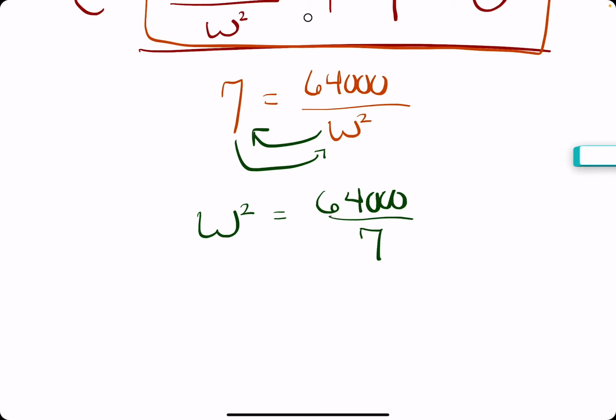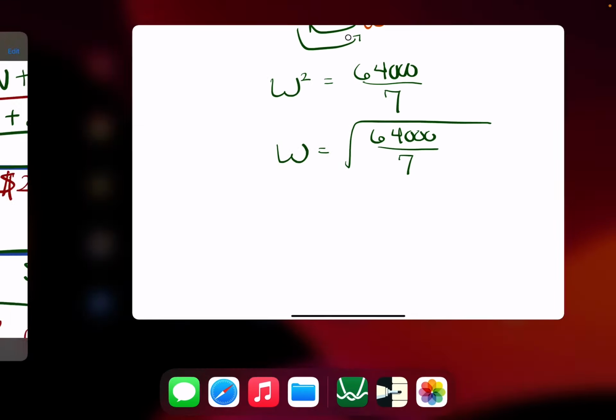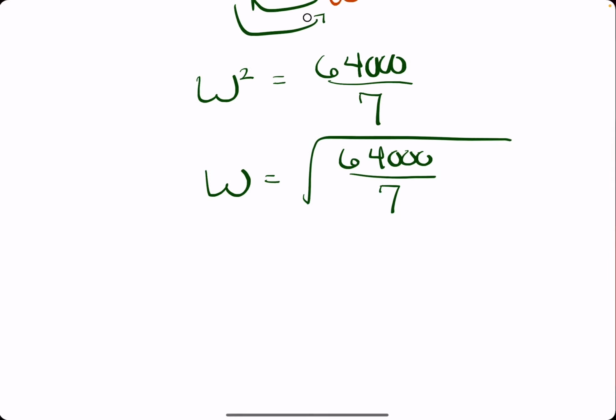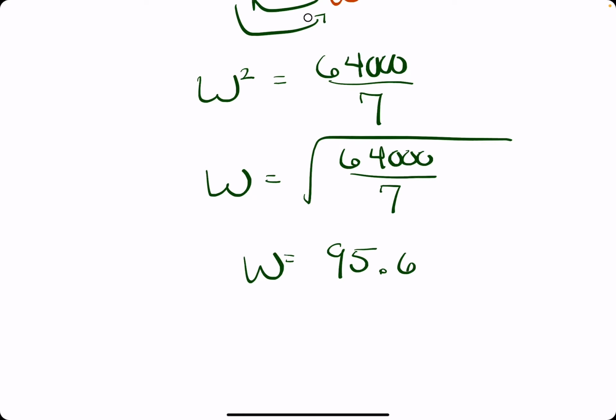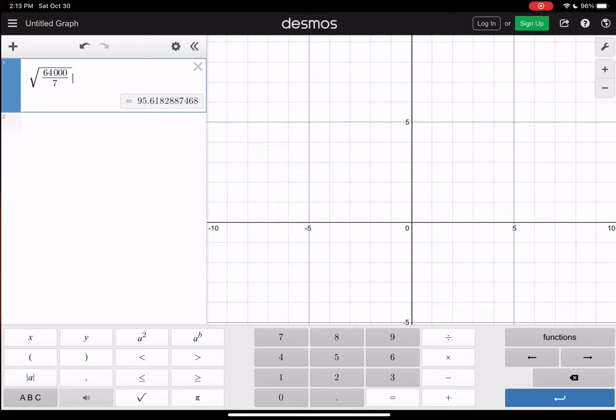Let's do that again. Take the square root of the right side. We get 64,000 over 7, and take the square root of that. Let's break out Desmos. Square root of 64,000 over 7, we get about 95.62. Let me double check just to make sure I've done that right. All right, that seems fair.